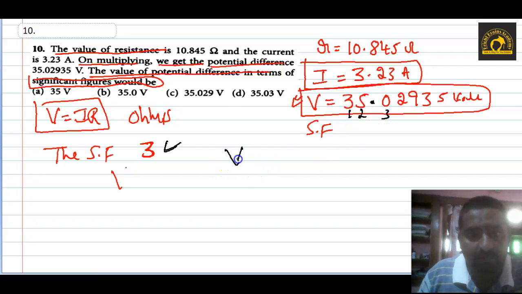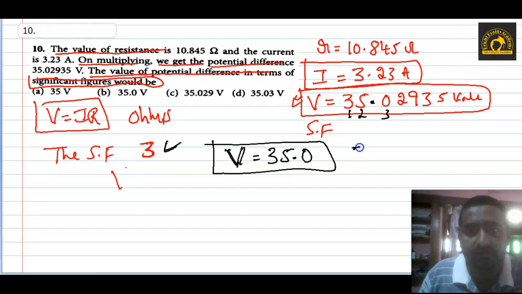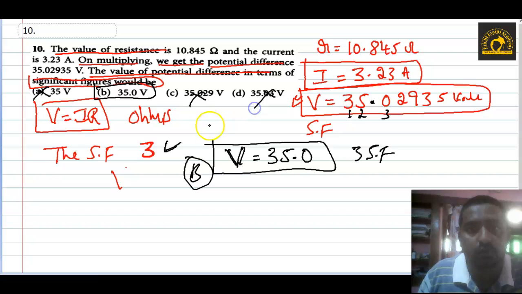So the correct potential difference with significant figures is equal to 35.0, three significant figures. So 35 volt, not 35.0. That is option B, the correct answer. This is not wrong. Okay, so that is the answer.